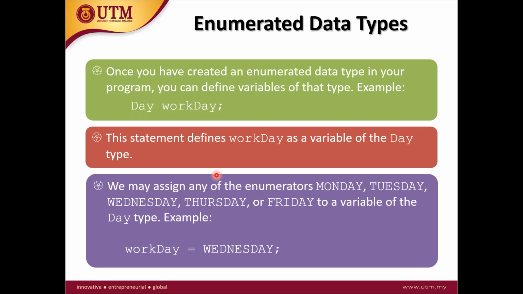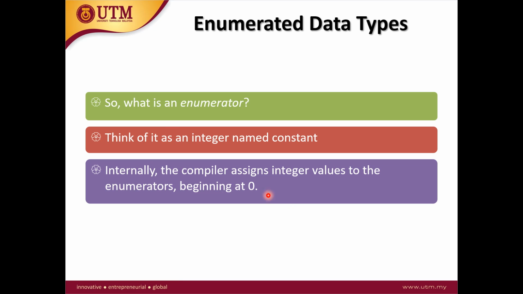As it's written here, the statement defines workday as a variable of the day type. This is going to be the data type, and this is going to be the variable. After creating that variable, we may assign any enumerator or any value inside that data type to the variable we just created, which was Monday, Tuesday, Wednesday, Thursday, and Friday. We know what the enumerators are, so we just think of them as integer named constants.